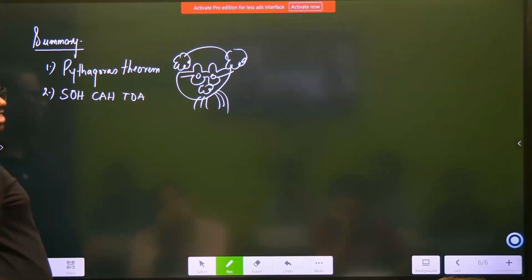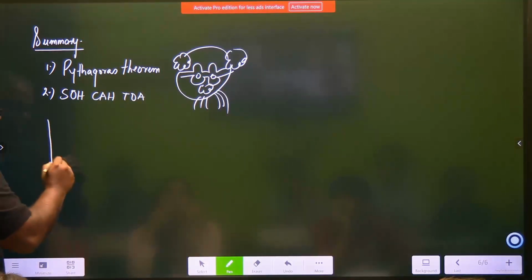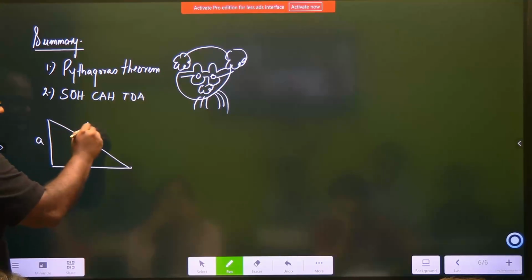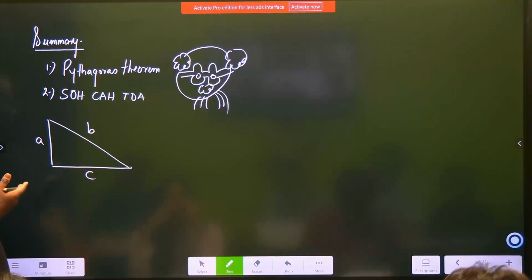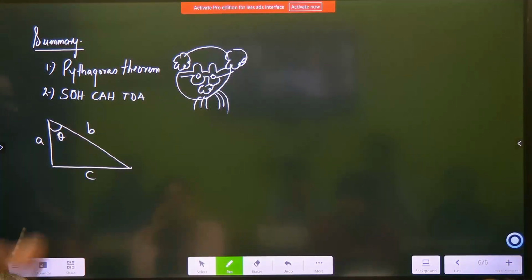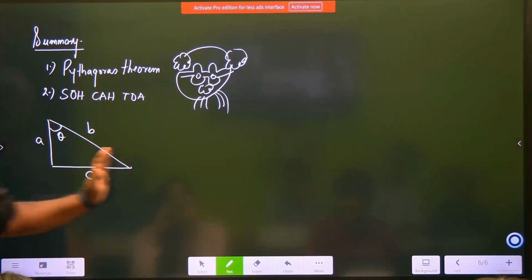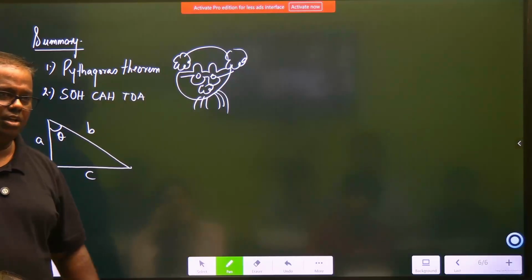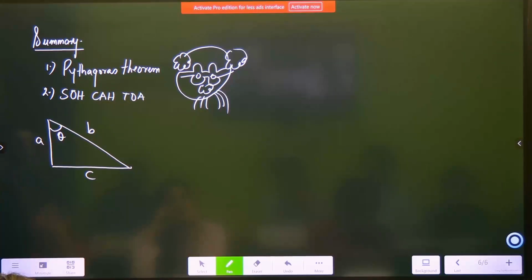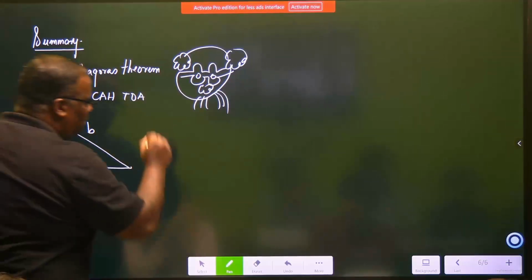And based on this, preliminary problems that might come: type 1 problem, a right angle triangle given to you with 3 measurements given, and they will say some angle theta, and they'll ask you to find the ratios sine, cos, tan. Remember, we have not yet handled the reciprocal ratios. We have to handle them also. Sine, cos, tan.